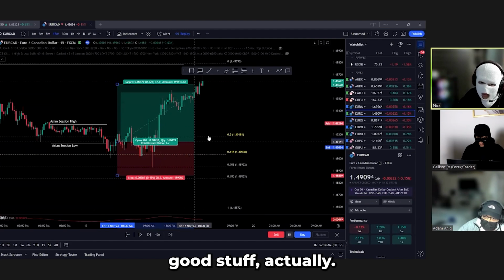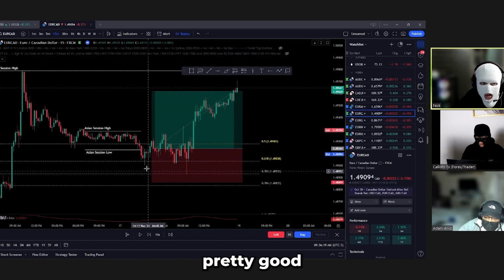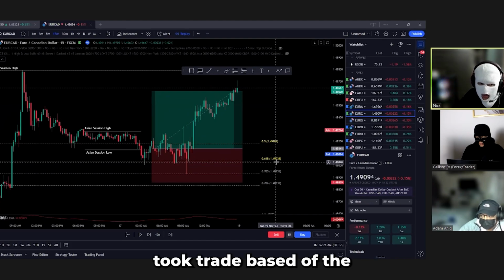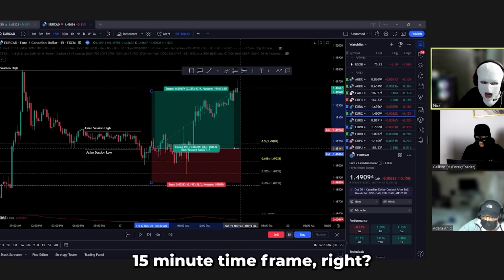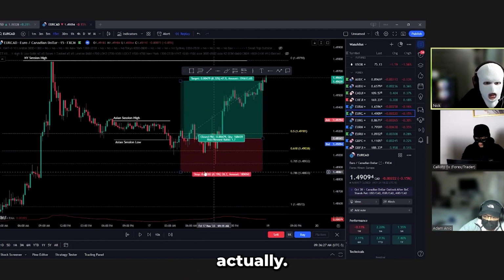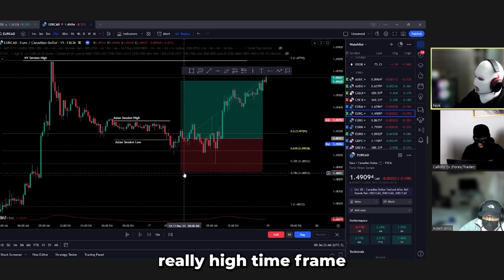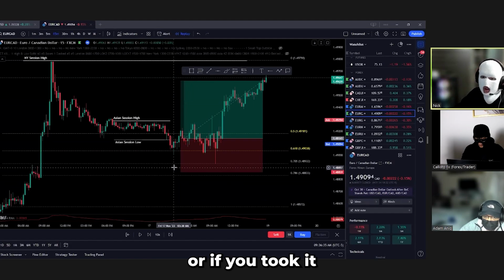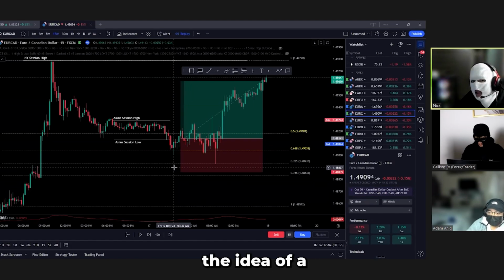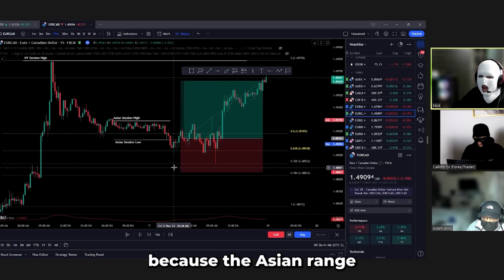Oh, good stuff. Okay, given that you took the trade based off the 15-minute time frame, your stop loss placement, I would say, is actually okay. It varies depending on if you're swinging this towards a really higher time frame or if you're looking to scalp. The idea of the Asian sweep strategy is actually to scalp because the Asian range is so small. Would that make sense? Yeah.